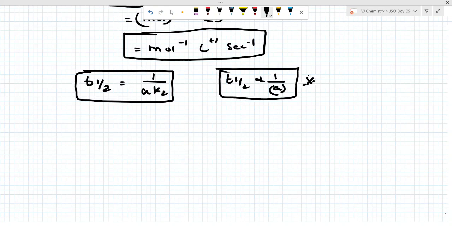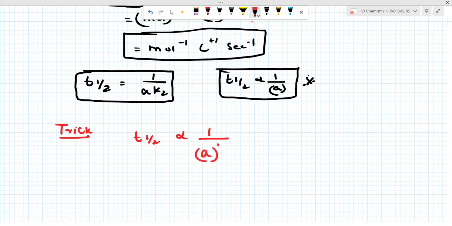Now I give the direct equation, the relation between K and T half. This is the general equation, a trick. T half is proportional to 1 by A not power n minus 1. This is the overall relation.